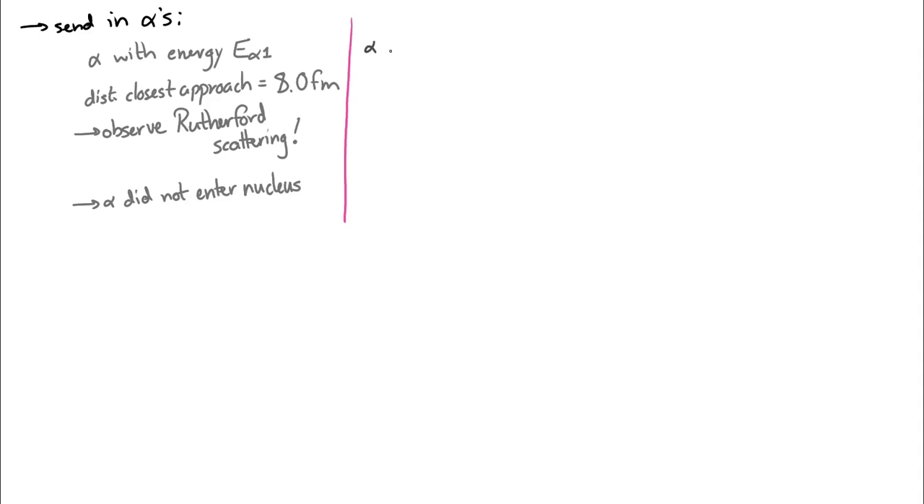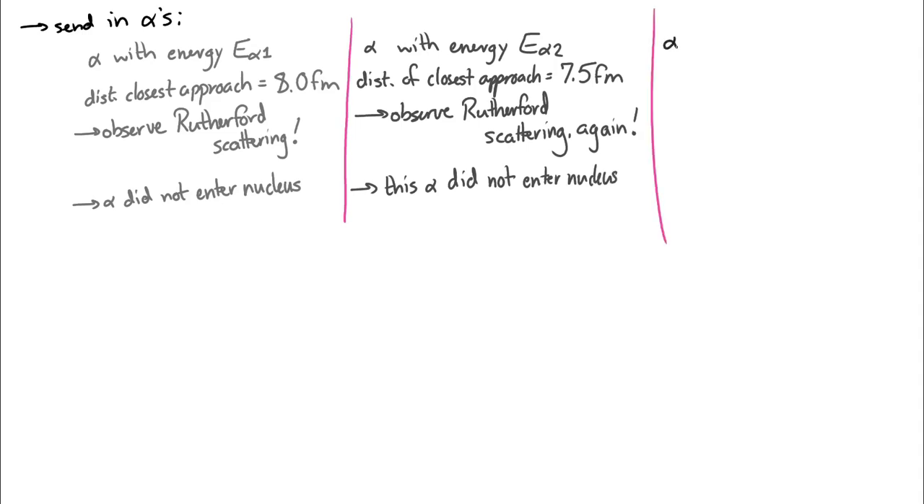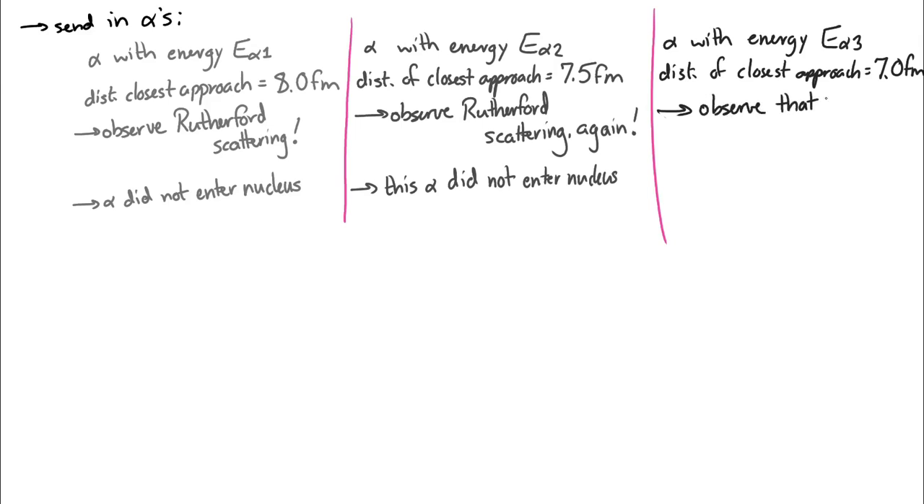And then they send in an alpha particle with more energy, where its distance of closest approach would be 7.5 femtometers. And let's say they do that, and they get Rutherford scattering again. And then they send in a third alpha particle, and it has more energy, and so its distance of closest approach is 7 femtometers. And in that situation, they observe they don't get Rutherford scattering anymore.